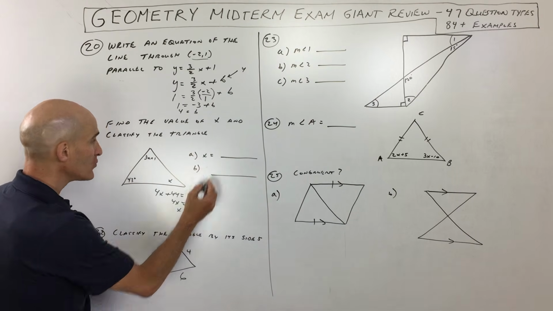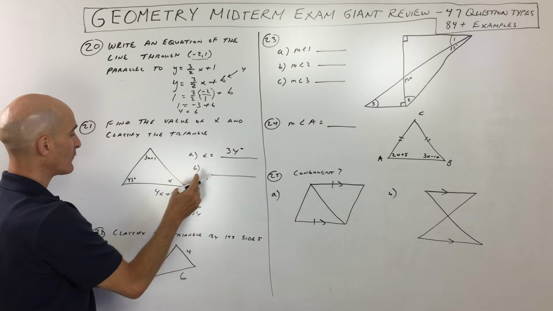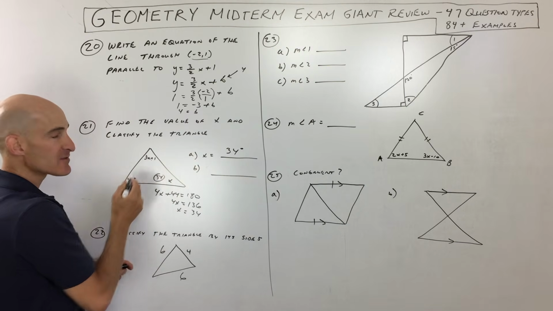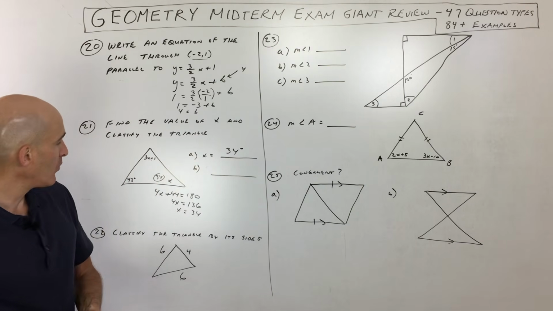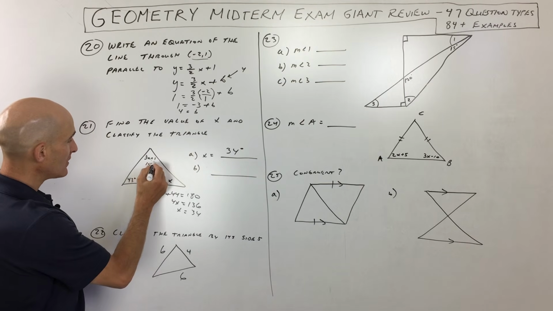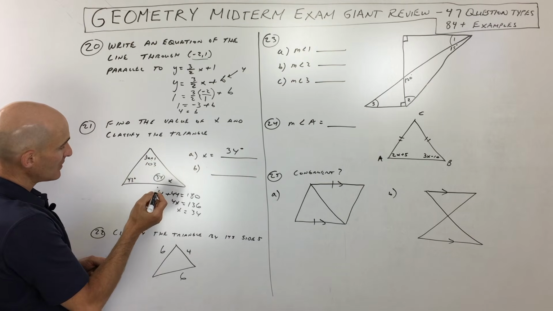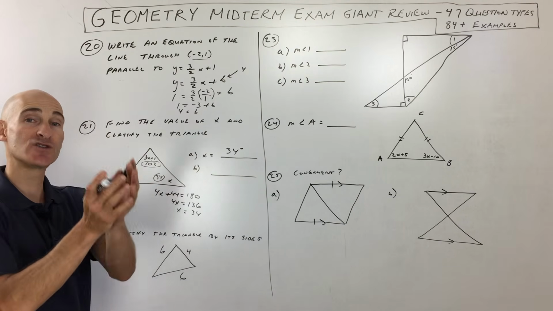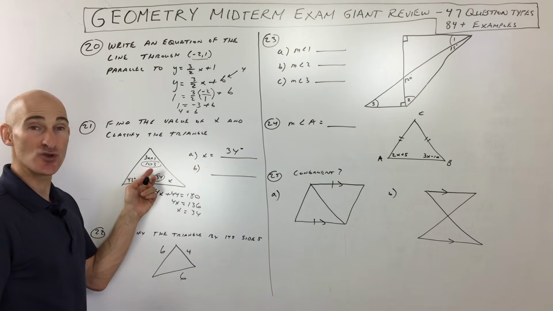So x is 34 degrees, and if we put 34 back in, that means this angle's 34. 3 times 34 is how much? Well, that's 90, that's 102, plus 1, that's 103, right? Yeah, so it's 103. So basically, if we want to classify this triangle now, because one of the angles is more than 90, that means that this is an obtuse triangle.